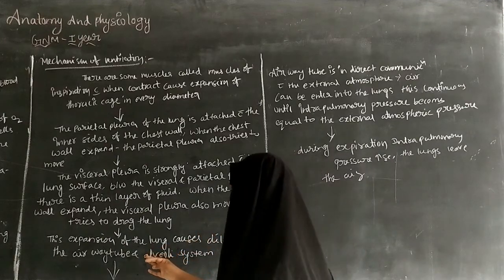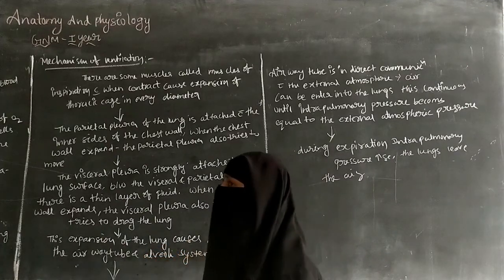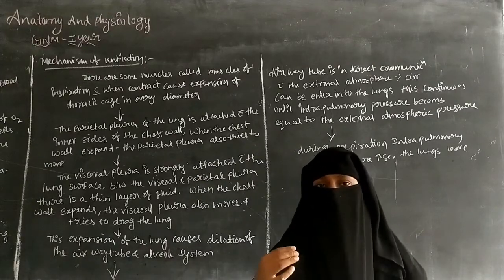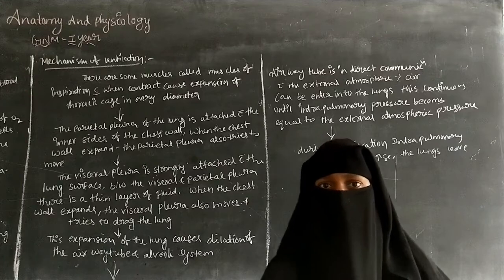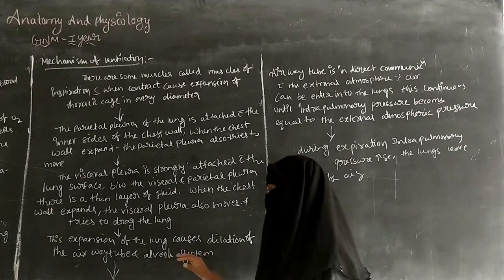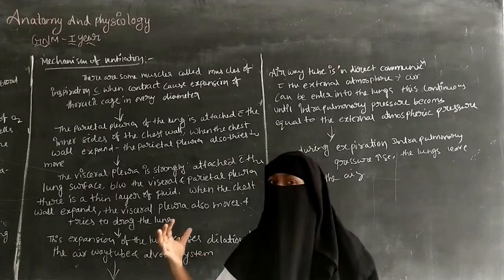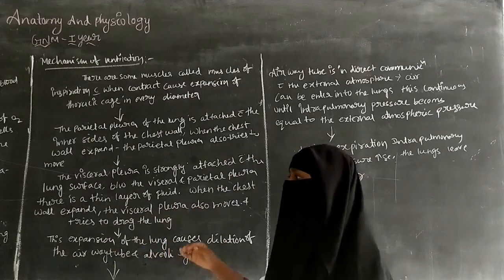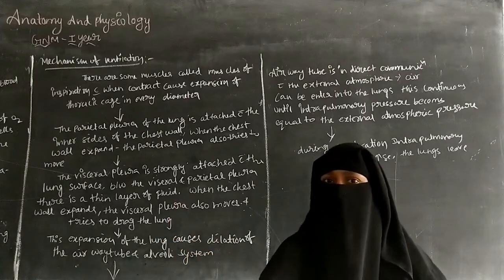So the airway tube becomes enlarged and the alveoli system also dilates. The alveoli are the tips of the bronchial tubes. So the alveolar system and the airway tube are dilated because of the expansion of the chest wall.